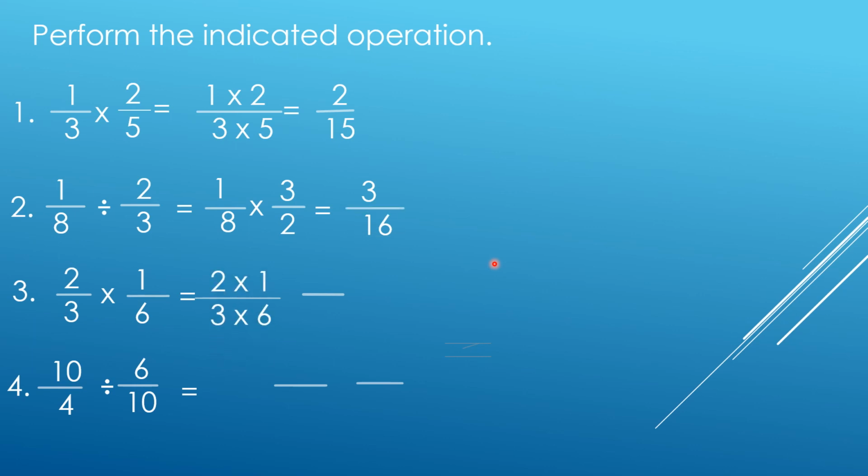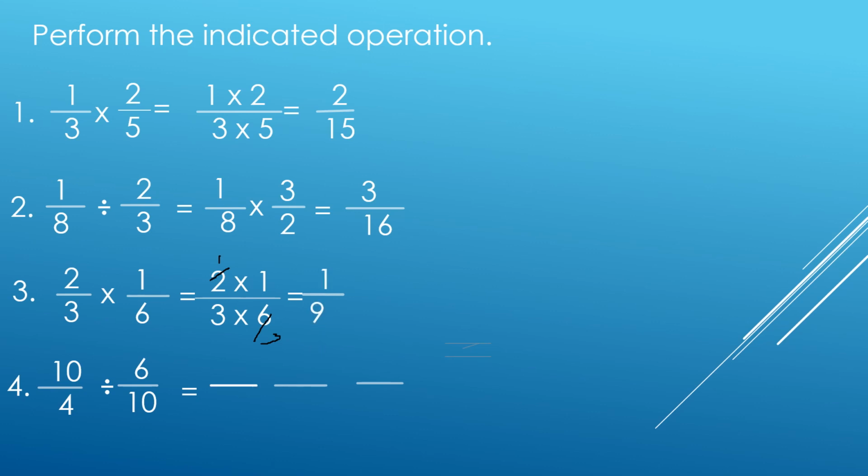Okay, multiplication. So, ayan. Tingnan nyo kung alin dyan ang pwede nating ma-cancel. Yung 2 and 6. By 2, that is 1. 6 divided by 2, that is 3. So, we have 1 times 1, that is 1. 3 times 3, 9. So, that is 1 over 9.